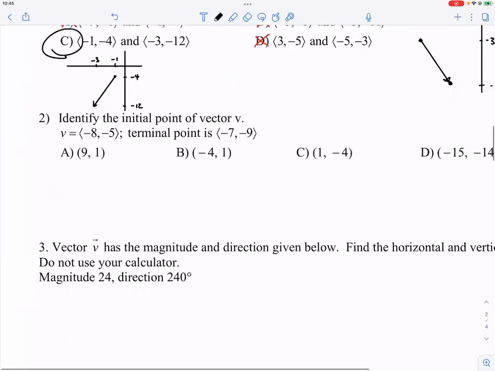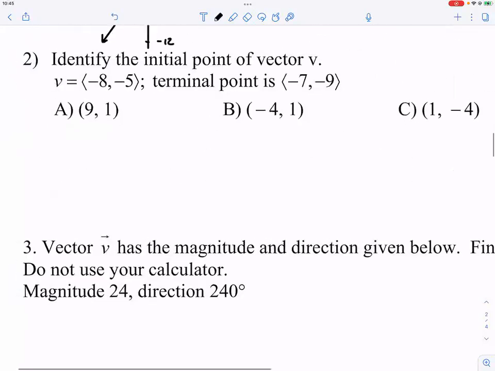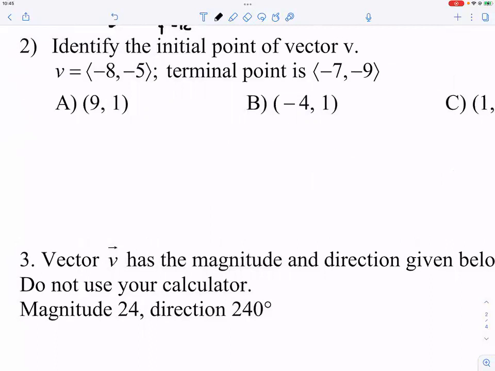All right, number 2. The next detective work is this. We're telling you that the terminal point is at -7, -9. So this is the end point, and we want you to figure out the initial point. We tell you the path from the initial point: we move to the left 8 units and down 5 units.